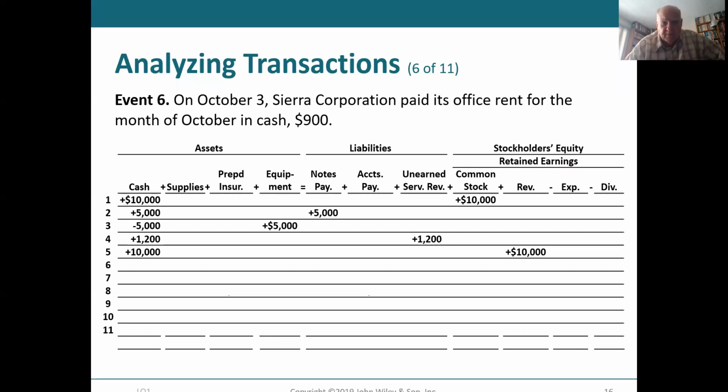Number 6. On October 3rd, Sierra Corp paid the rent. They paid the rent. Cash is going to go down. Rent expense going up. Let's see what number 7 is.